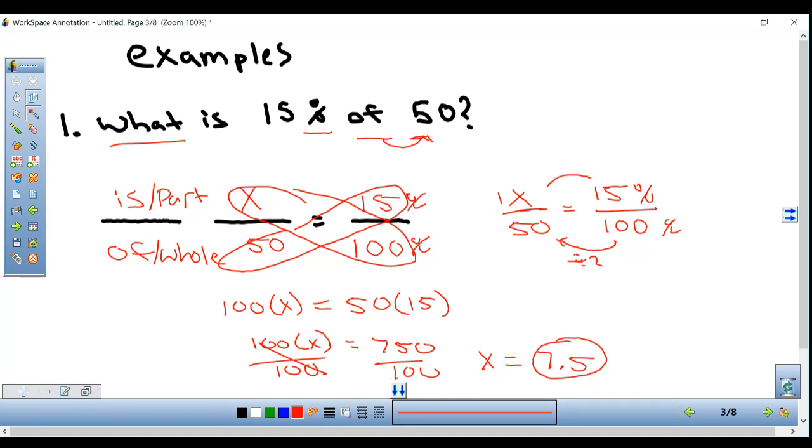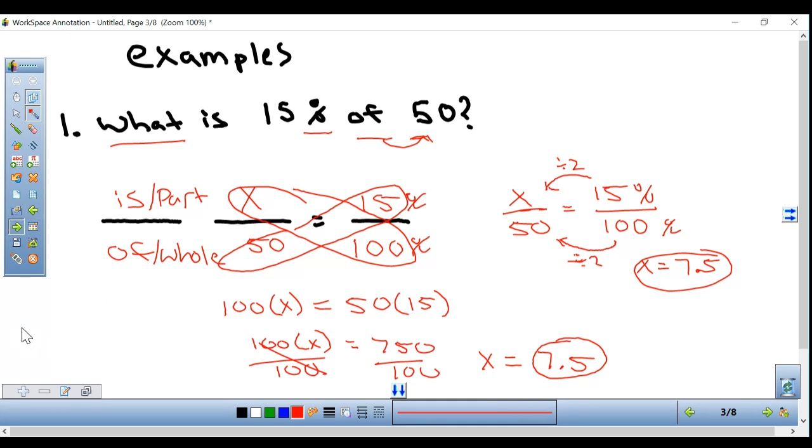What is 15, or what's this x? Well, it should be half of 15. So 15 divided by 2 gives me, once again, 7.5. So if you can see the relationship, great. If you cannot see any sort of relationship, using cross products is a surefire way to make sure you get the right answer. Let's go ahead and move on to number 2.